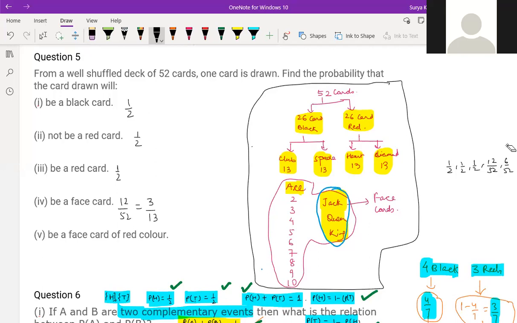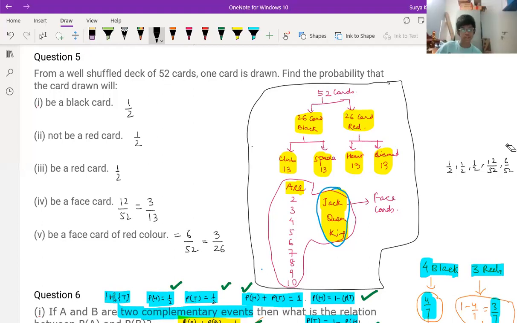And be a face card of red color. How much? Sir, 6. This is 6 by 52. Sir, 3 by 52. 3 by 26. Yes, sir. 3 by 26.